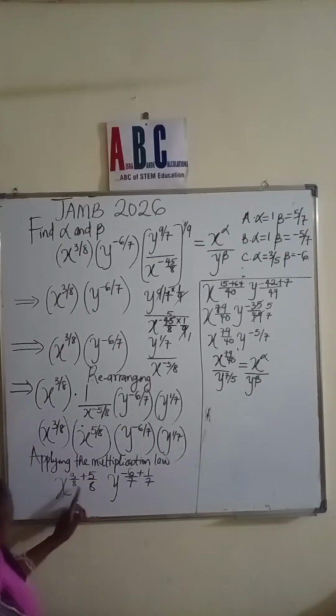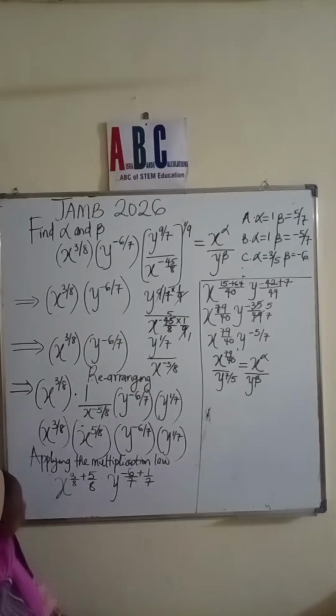So the LCM here, 8 times 8 is what? What is 8 times 8? 64, or am I wrong? Now?